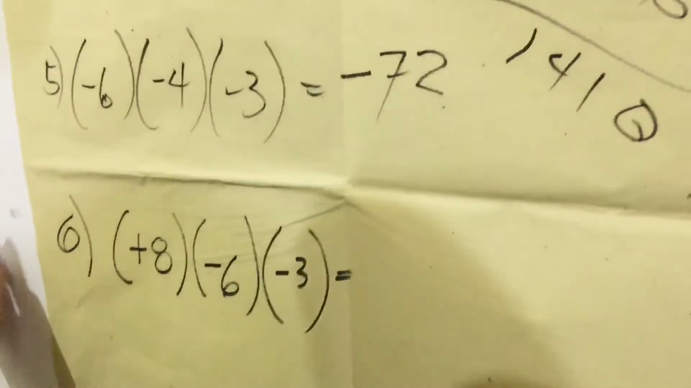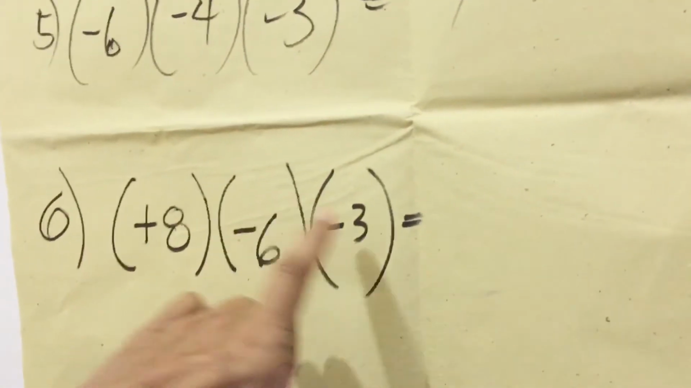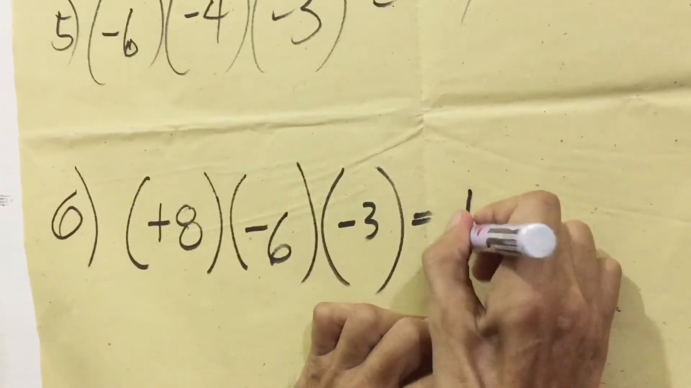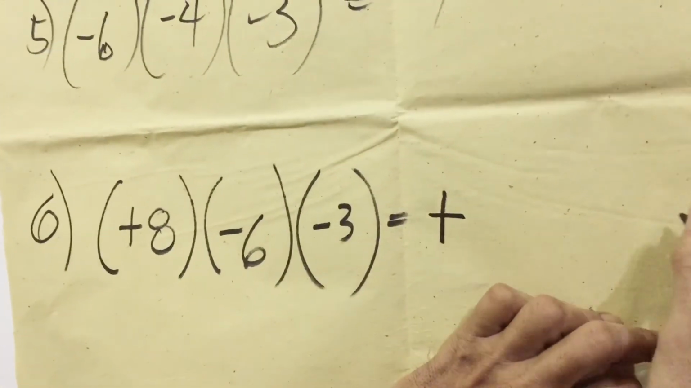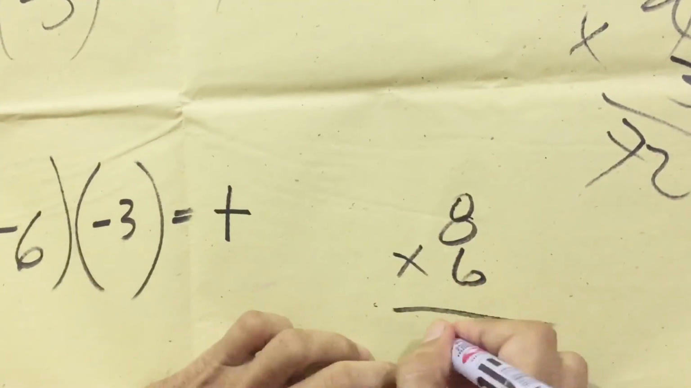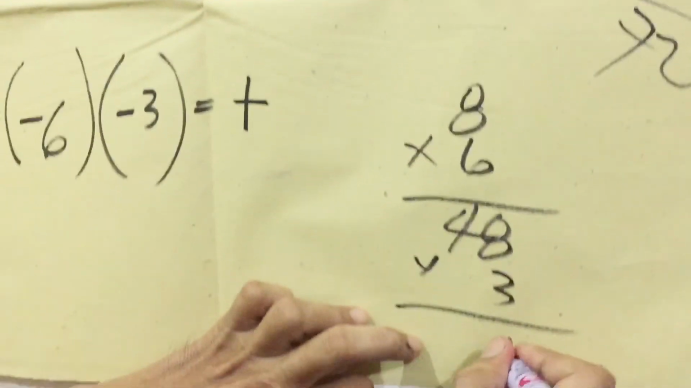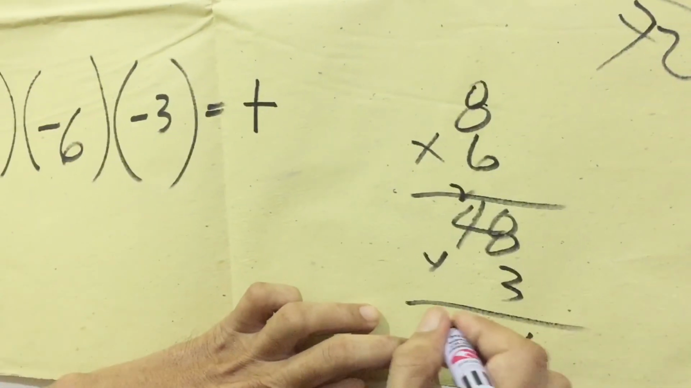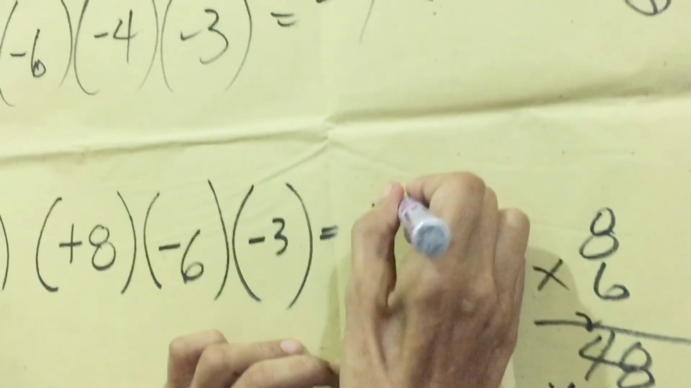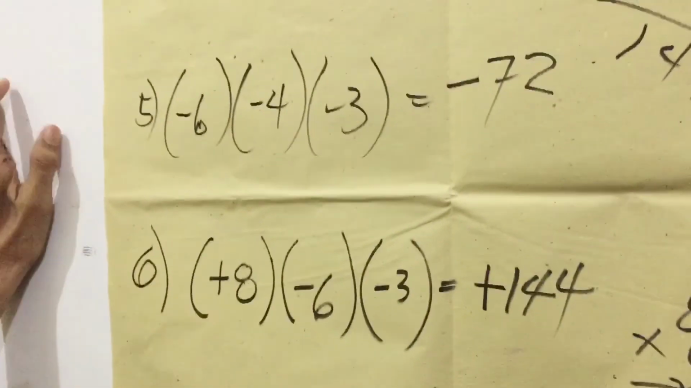The last, number 6. We have positive times negative equals negative. Negative times negative equals positive. Answer is positive. Then multiply 8 times 6 equals 48, times 3 is 24. Carry 2. 12. 3 times 4, 12 plus 2 is 14. So positive 144. That's the end of our computation.